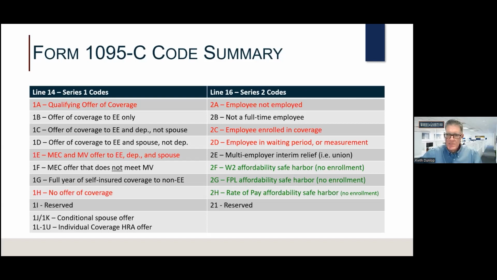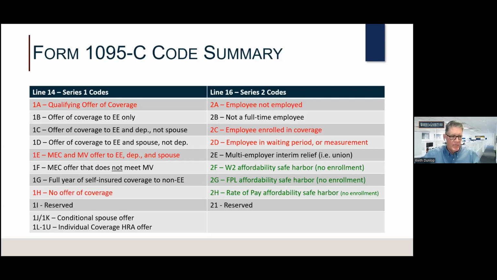Likewise, I sometimes see code 1E paired with 2A when I'm auditing forms. And again, that doesn't make any sense, because how can you have an offer of coverage to an employee who doesn't work for you? So it's in learning the codes and what they mean and what code combinations work and what code combinations make no sense that help you when you're auditing the forms that are produced by your third-party vendors.